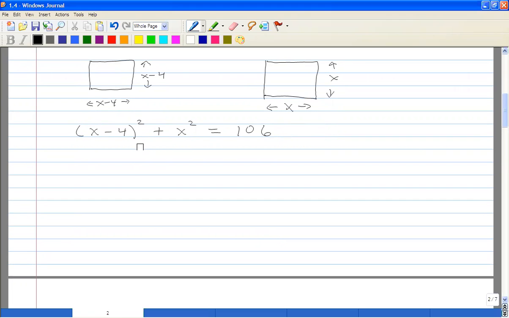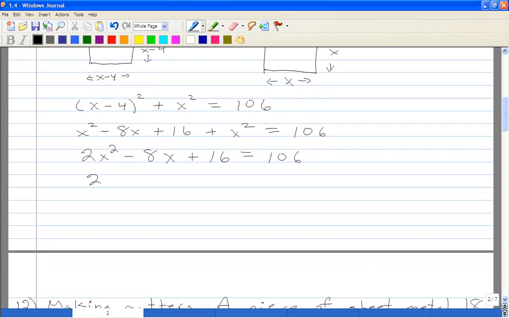And so let's just use the special product formula. By the perfect square trinomial formula, I have x squared minus 8x plus 16 plus, well, our second term, x squared is equal to 106. Let's combine like terms. So I have here 2x squared minus 8x plus 116 is 106. Subtract 106 from both sides of my equation.